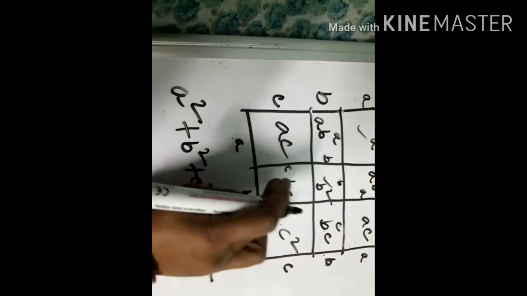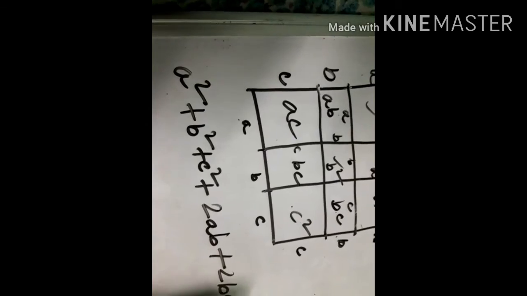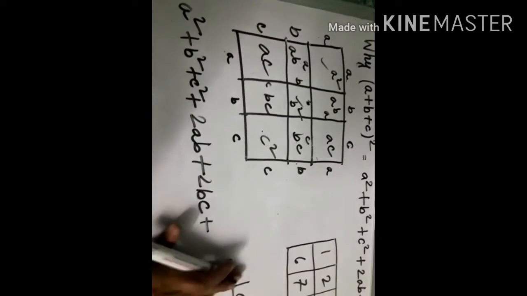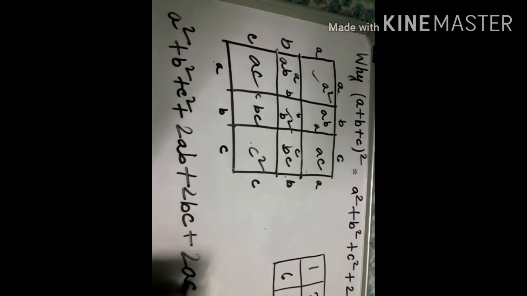So AB twice means 2AB, plus BC. This is not AC, this is BC. BC and this is also BC, so 2BC. Plus, now the last one is AC and this AC, so 2AC.